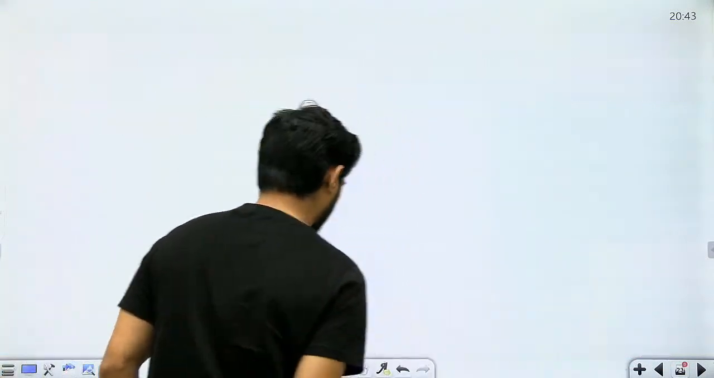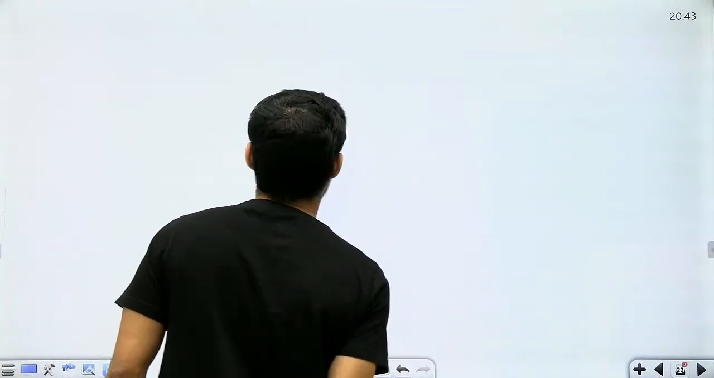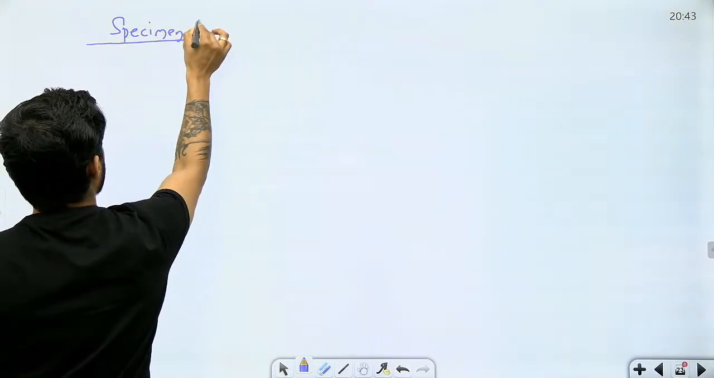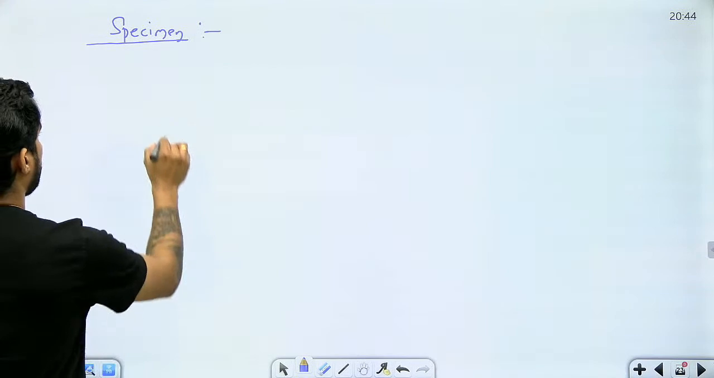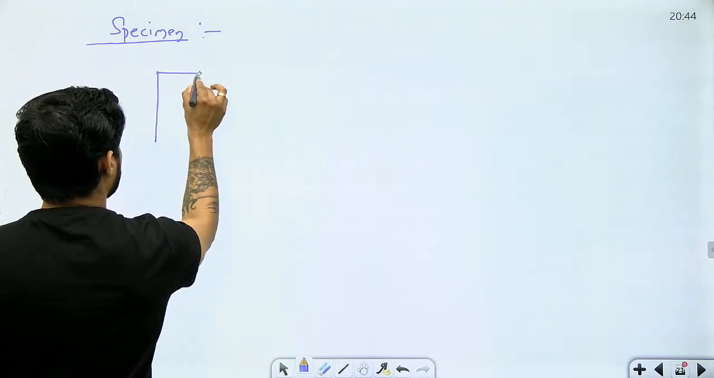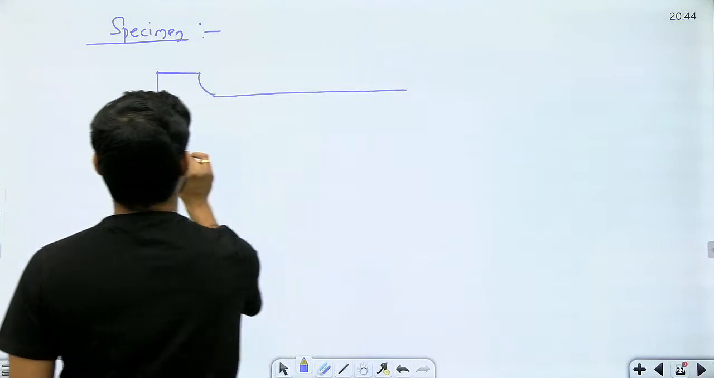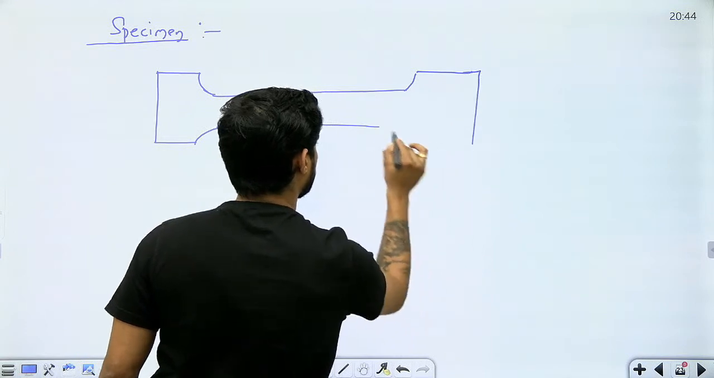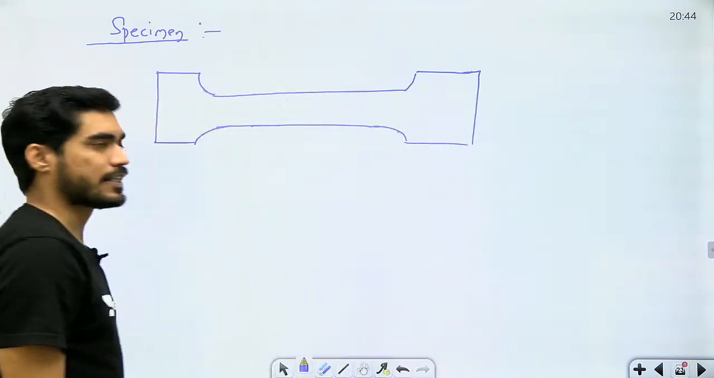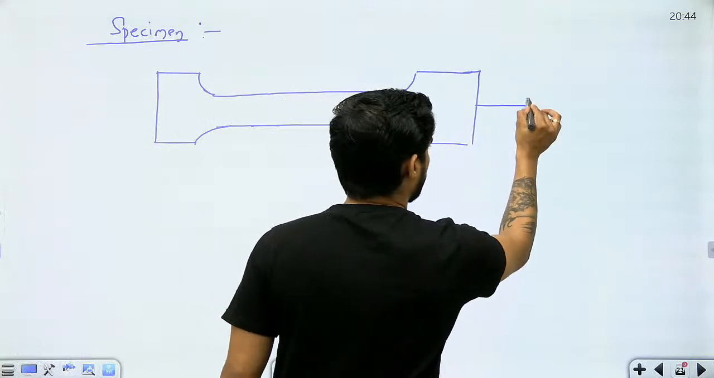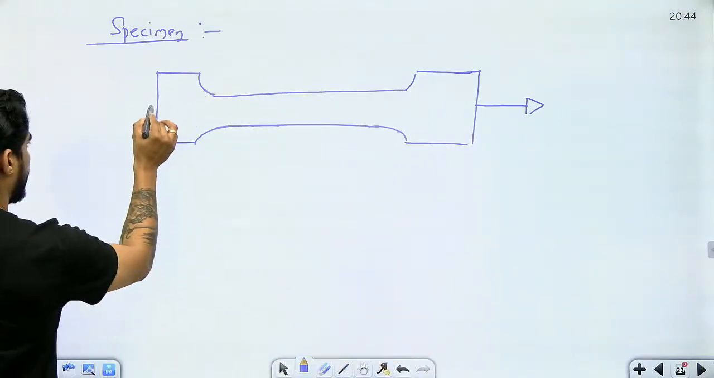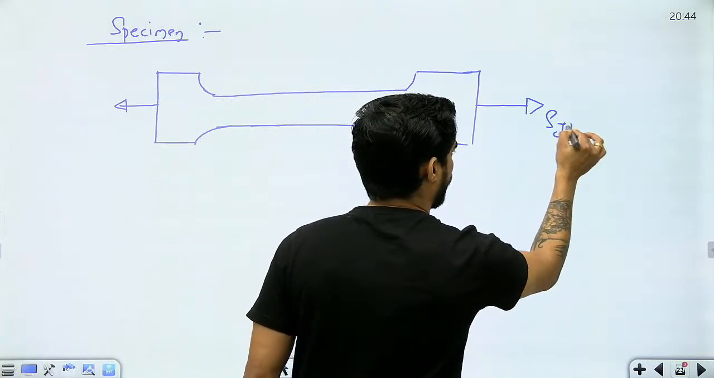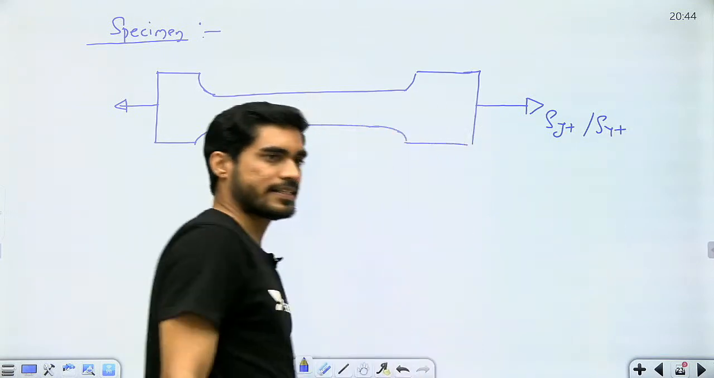Okay, so let's calculate tau max then. Tau max निकाल लेते हैं. तो बेटा सबसे पहले किसका tau max निकालेंगे? सबसे पहले तो specimen का tau max निकालेंगे. Let's consider the specimen. This is the specimen subjected to uniaxial load. Now under uniaxial load, when there is only one sigma, what is tau maximum?